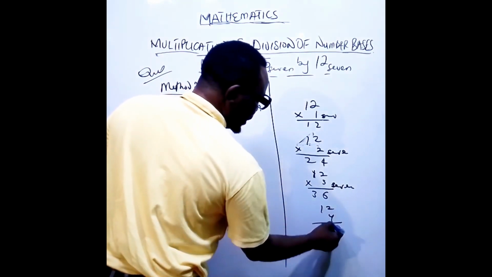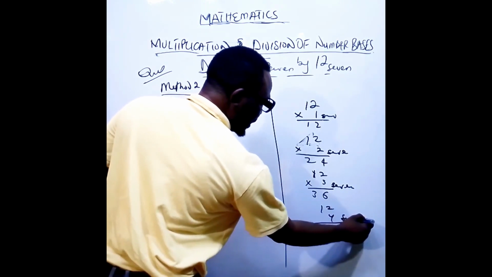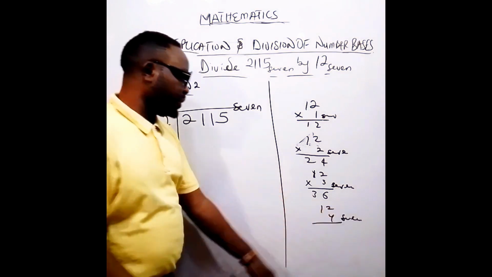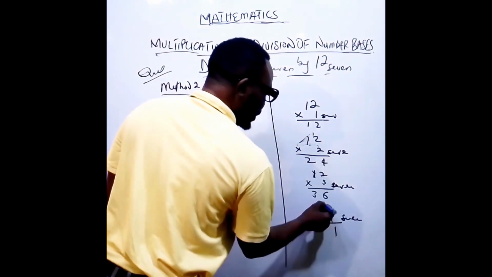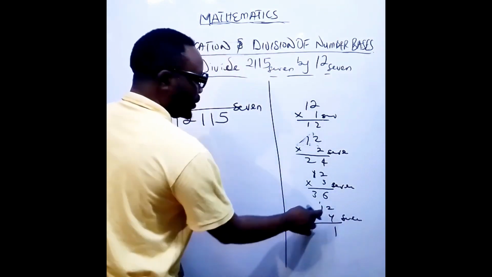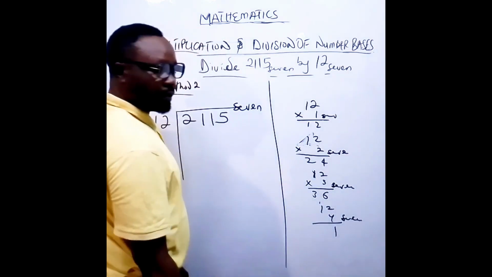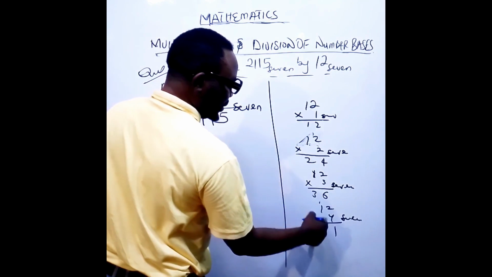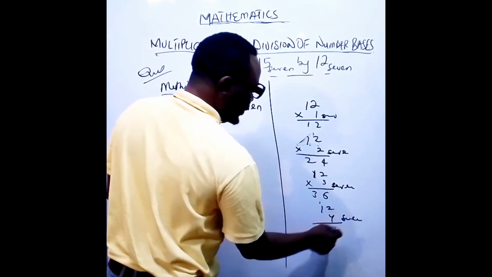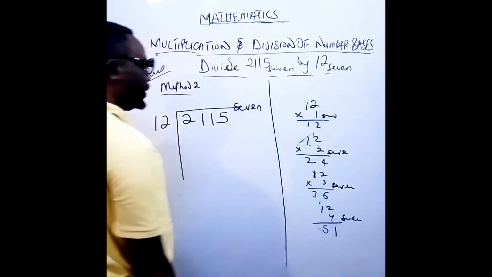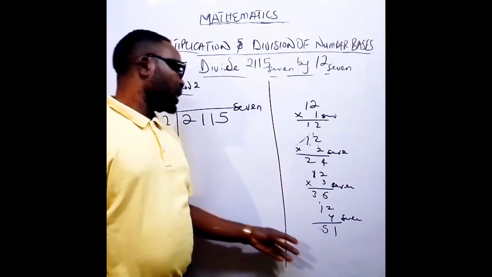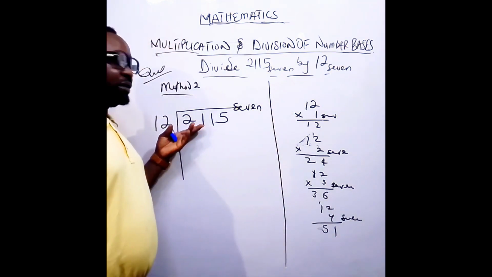Now, 4 times 2 is 8. 8 is greater than 7. So 8 minus 7 is 1. So how many 7 do I remove? 1. 4 times 1 is 4, plus that 1 is 5. I can write the 5 down because it's not even up to 7. That's 51. You can see that those values that I've done their multiplication for, I can easily get their values from here now.